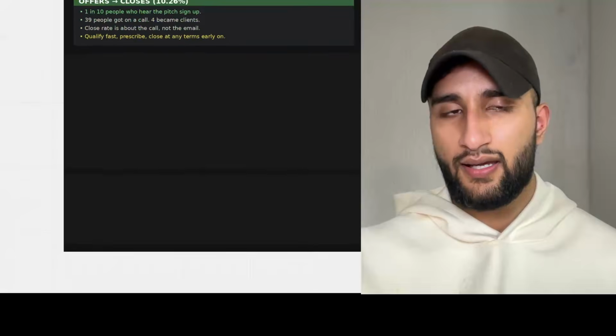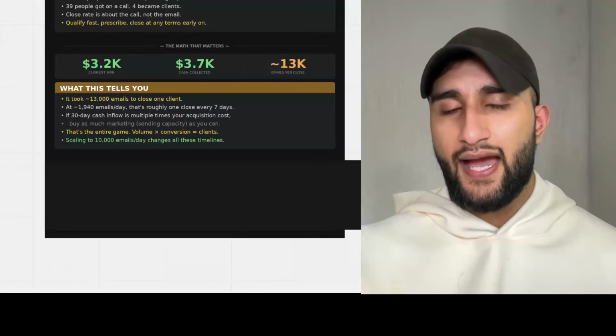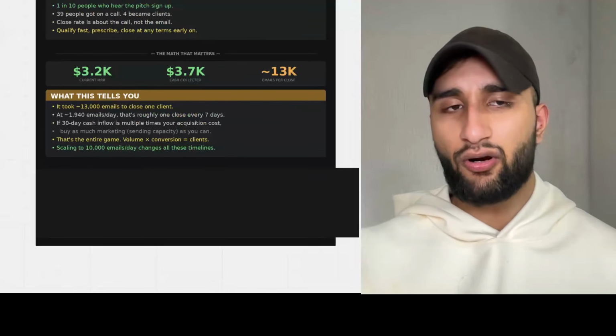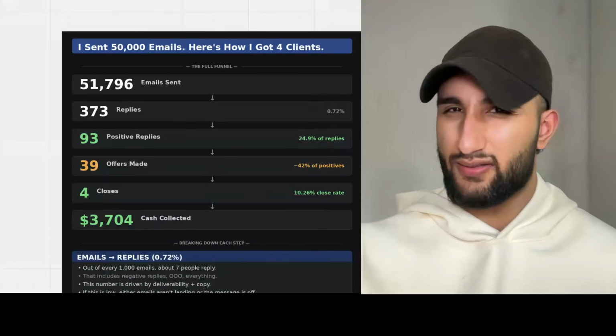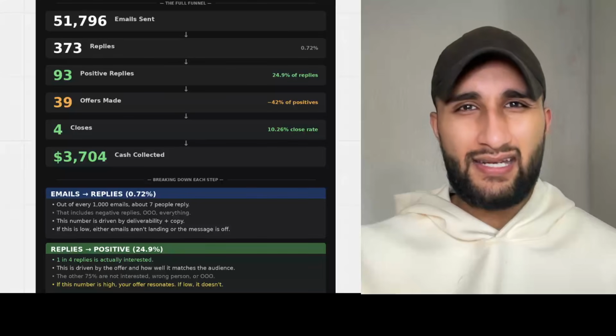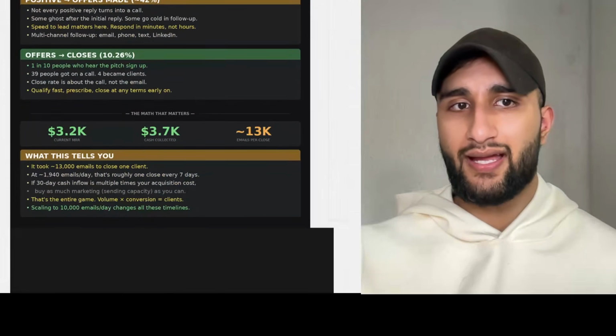Next thing I want to quickly talk about is sending capacity. Before I talk about where my head is at now, this was at sending around 2,000 emails per day. Right now, for ourselves, we're at 4,000 per day. By the end of the month, we're going to be at 10,000 per day.